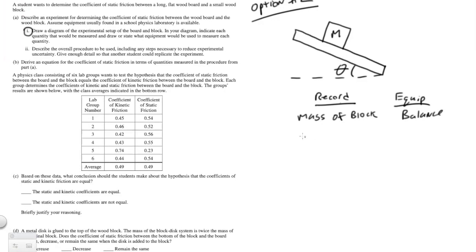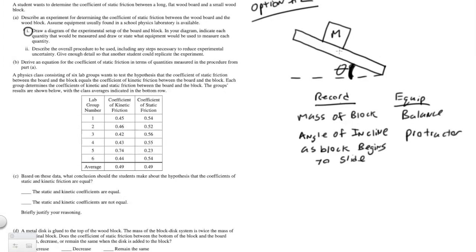And then we need to measure angle of incline as block begins to slide. At the moment the block begins to slide. Angle of incline as block begins to slide, right? So theta here is going to get bigger, bigger, bigger until there's not enough static friction to keep the block in place, and then it will begin to slide. The equipment for that, you could just put protractor. Measure the angle of the incline using a protractor.